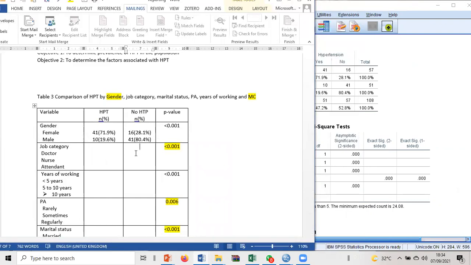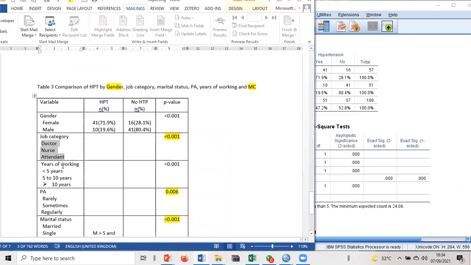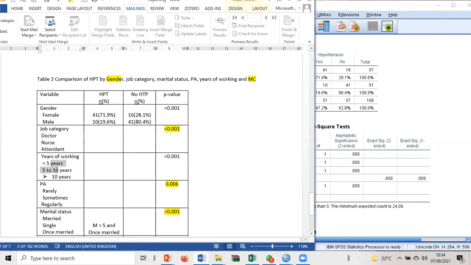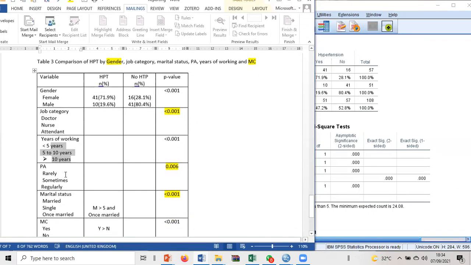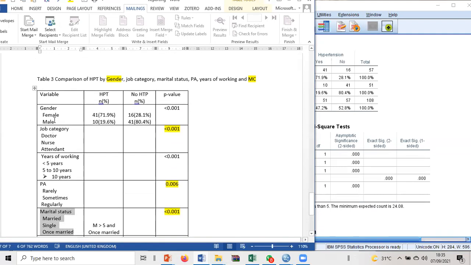Hypertension. Why? It's not gender alone. Other factors may be important, right? Work nature may be important. Years of work is important. Physical activity is important, right? Marital status, is it important? Possible. So we think gender makes a difference.